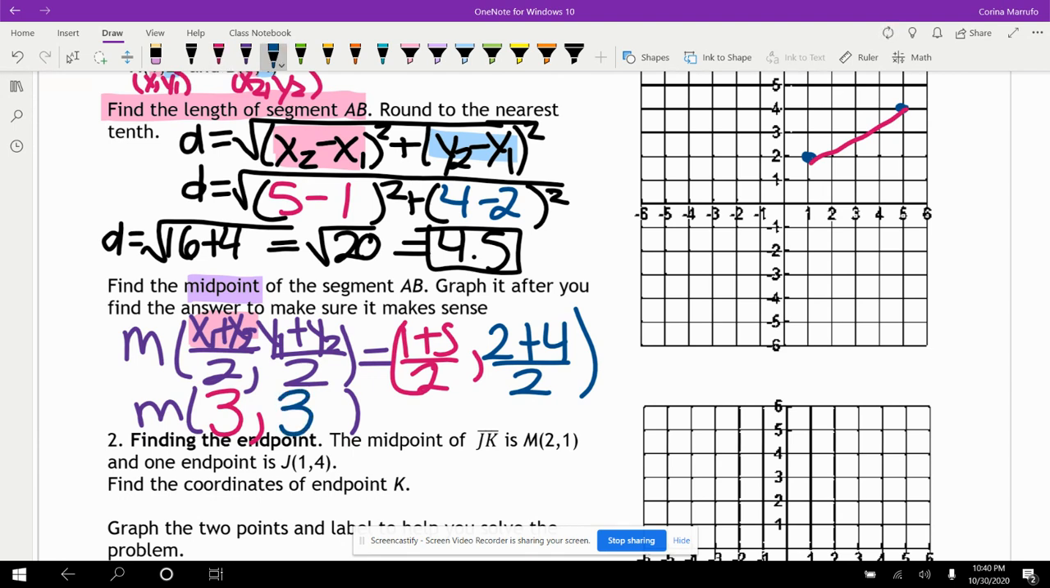So then when I graph this point or the midpoint, we're going to graph 3, 3. So 3, 3 would be right here. And so this is the middle of the line. I know my line was a little bit crooked when I made this, so that's why it's not right on the line, but it should be.